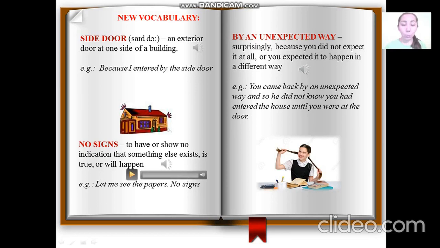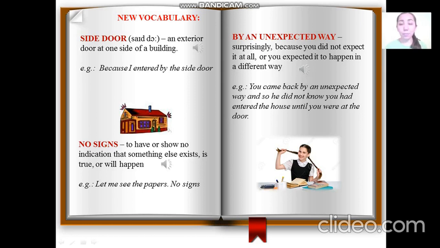One more word. No signs. No signs means to have or show no identification that something else exists or is true or will happen.